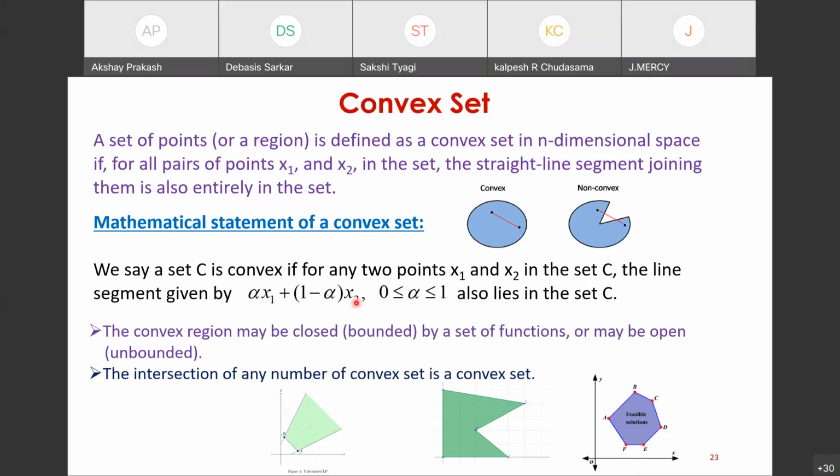So this is the mathematical representation of this statement: in a convex set you take any 2 points x1 and x2, draw a straight line, that means do a linear combination like this, and the point given by this linear combination will also lie within this convex set. This will not hold true here. So in a linear programming problem, these constraints together will define a convex region.